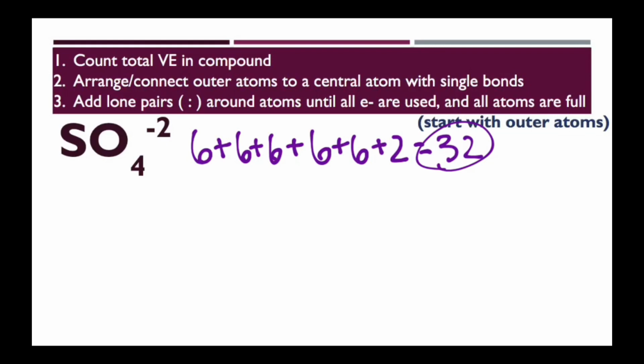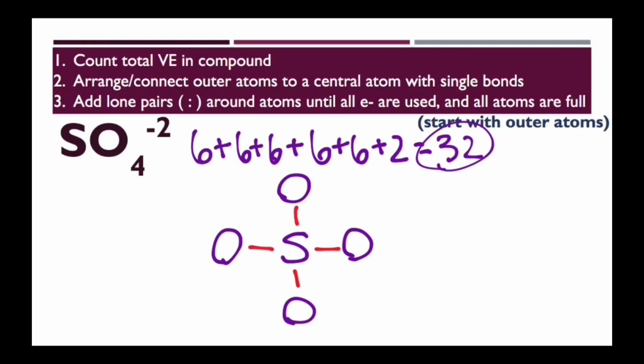So we've counted our electrons. Let's start arranging things. S is going to have to go in the middle because it's the only single atom we've got. I can be a little bit neater with my O's. And now I'm going to single bond each of them to that central S. And that is 8 out of my 32 electrons. I am definitely nowhere close to done.